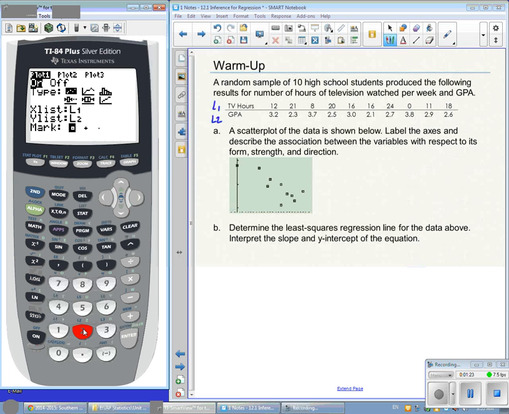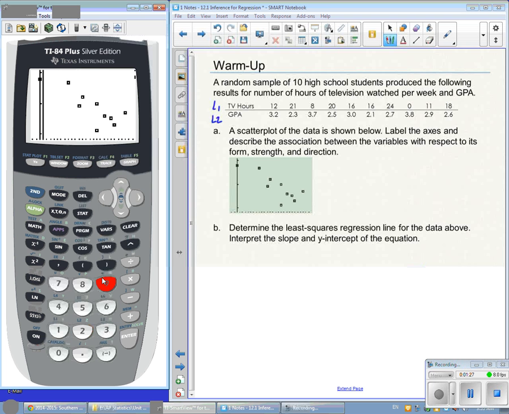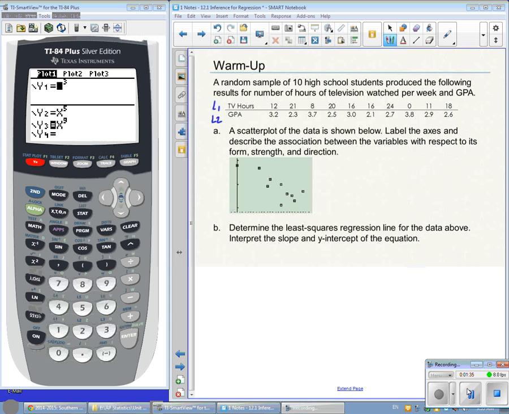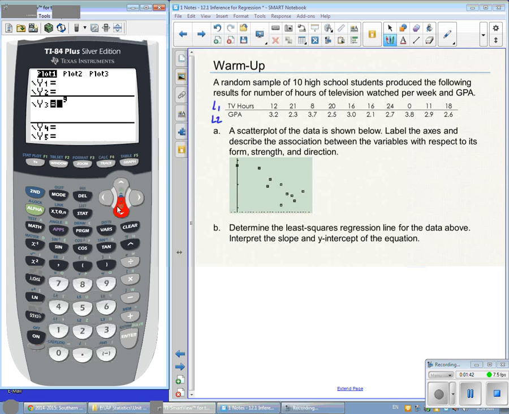Now, right now my calculator is in alpha mode, so if I want to do a zoom 9 and actually see the scatter plot, that's what I've got. I also have an equation graphed. In my case, I've got a bunch of equations that I need to delete. Otherwise, they're going to conflict with my scatter plot. All right, so there we go.